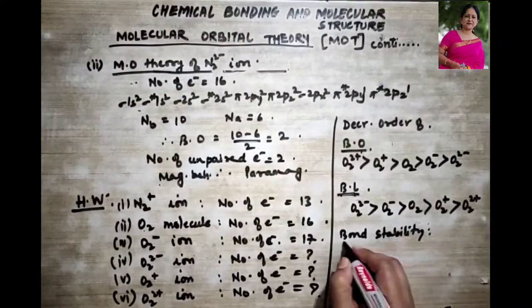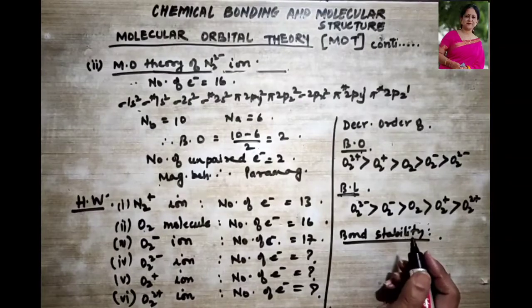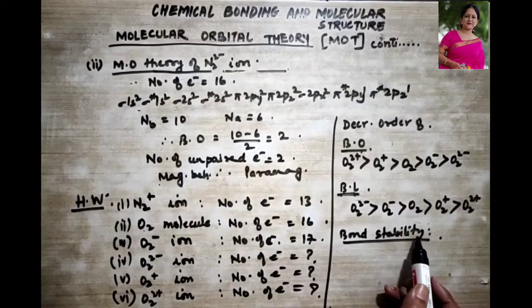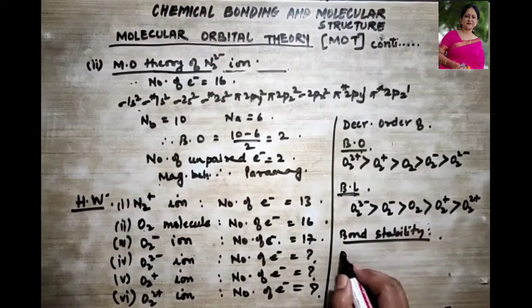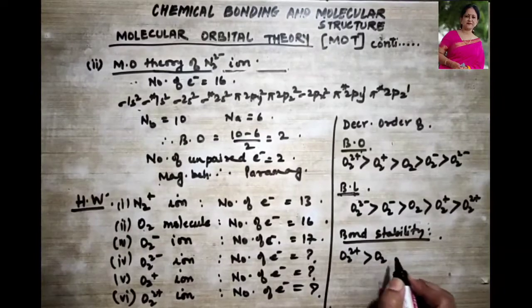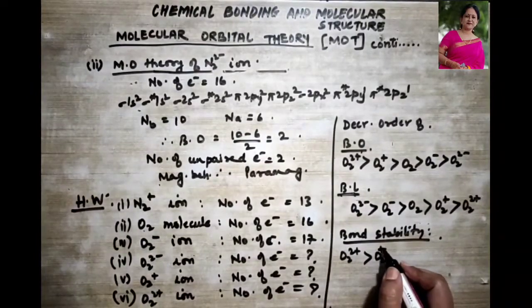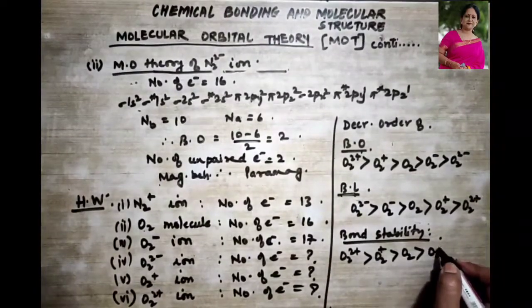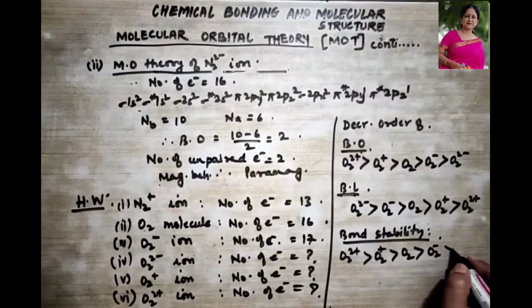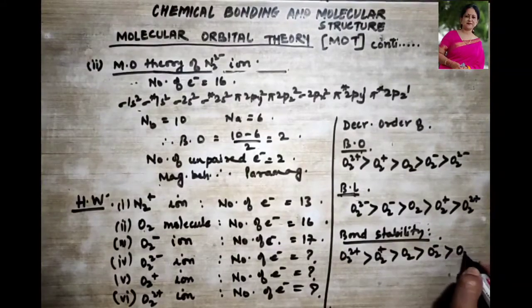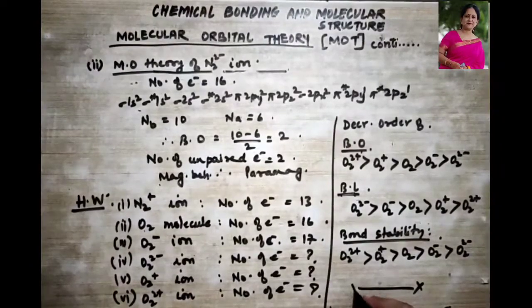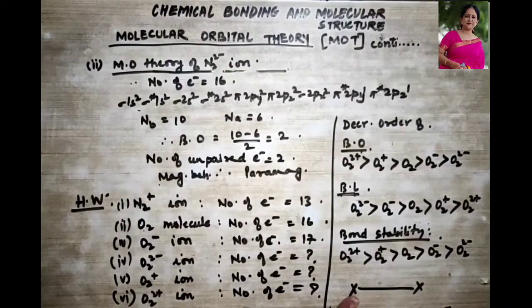And last but not the least, let's talk about the decreasing order of bond stability. Okay, so for bond stability, we know that bond order is directly proportional to bond stability, right? So O2 2+ will be more than the O2+ ion, more than the molecule, more than O2-, and the least will be that of the O2 2- ion, right? And with this we wind up with the chapter. The whole chapter is finished. Thank you.